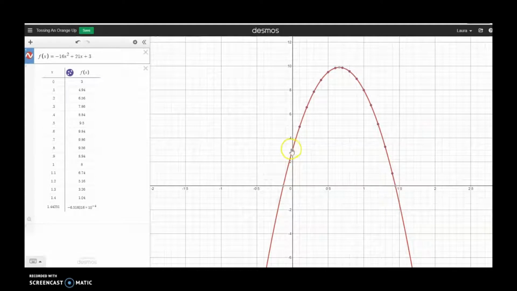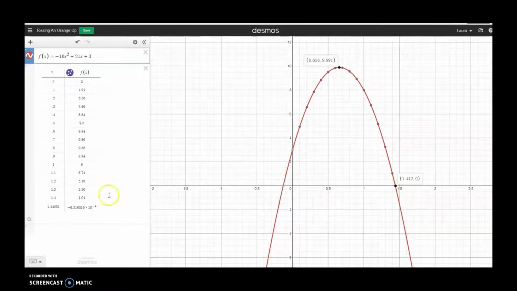So here we have a function that's modeling the height of an orange that was thrown up over time, and again it's seconds. This one's slightly different than the last one we looked at. It was just thrown with a different force and it hits the ground at a different time, but basically this orange was thrown up, and you can see already the highest point, it reached 9.891 feet at 0.656 seconds, and then it hit the ground at about 1.442 seconds.